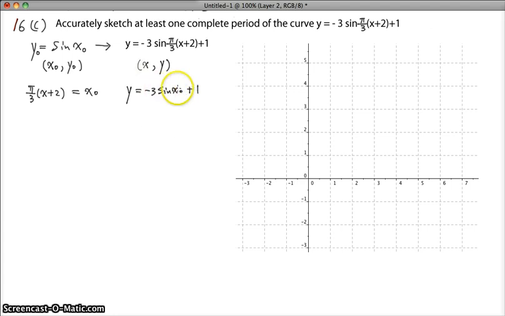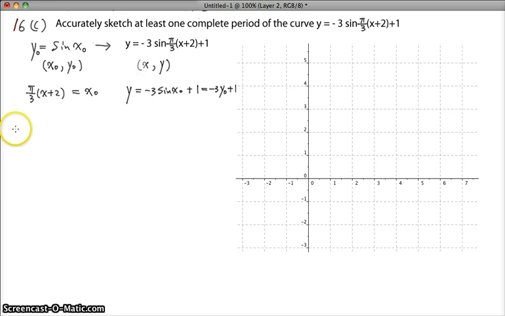And you can tell sine x0 is exactly equal to y0. So this one simply becomes negative 3 y0 plus 1. Okay, now isolate the x from this equation. Isolate the x. So you divide by pi over 3 and then minus 2.